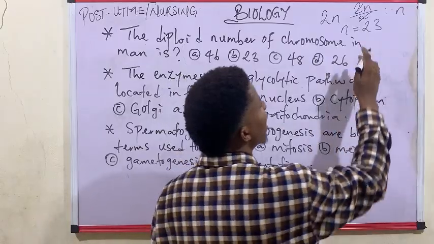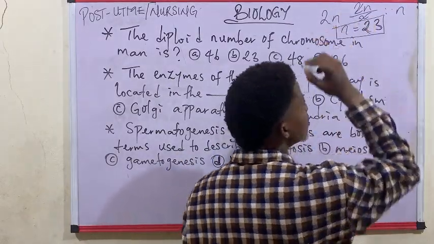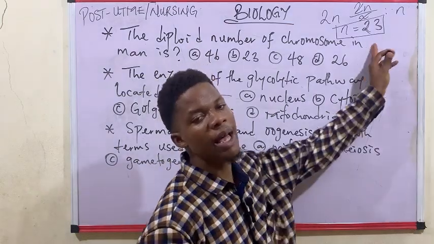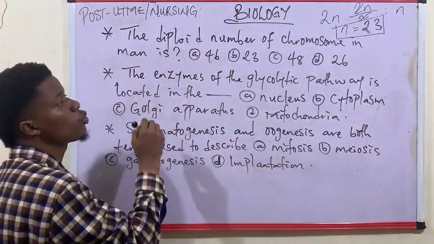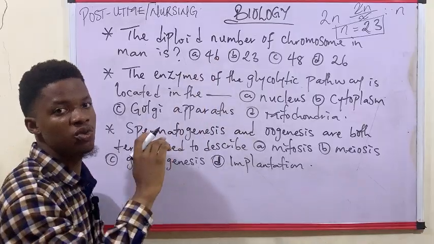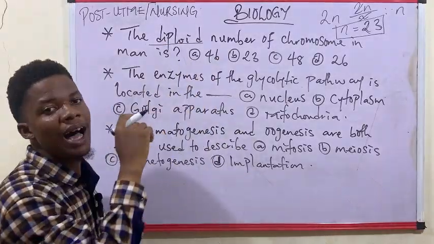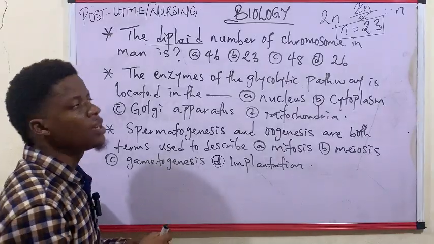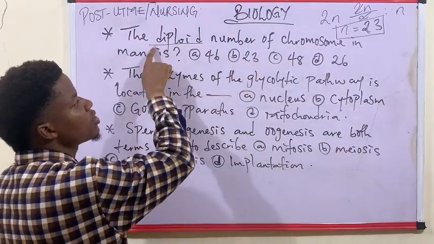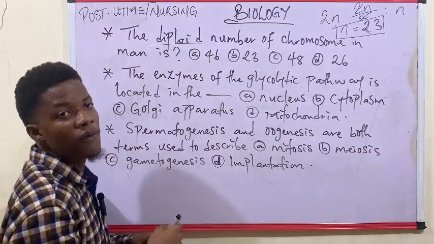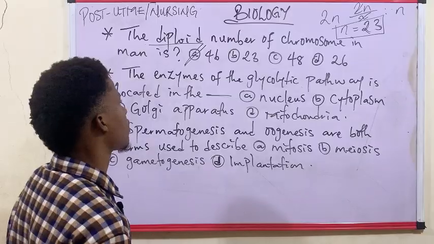So if man has a haploid number of chromosomes of 23, the diploid is multiplied by 2, so 2 times 23 becomes 46. Please, you don't have to jump and pick 46 quickly. Always read through the question. The question might be asking you for haploid, not diploid. If the question is asking for haploid, the answer becomes 23. But this question is asking for diploid. So our answer will be 46. So option A becomes our answer.